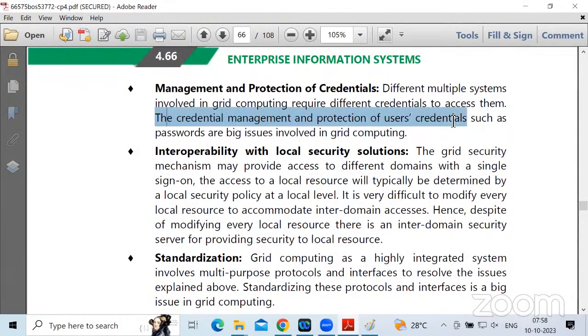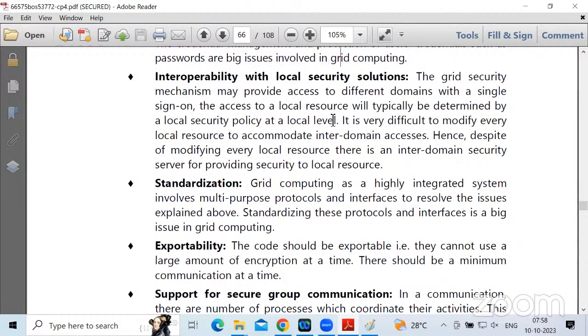The credential management and protection of users' names, like passwords and usernames, are big issues in grid computing. Why? Different users will be using different usernames and passwords. It's a cumbersome process. Interoperability with local security solution. Interoperability means, let's say the 100 computers are having different operating systems, different applications. One may not work with the other, but interoperability means it will definitely work with the other.